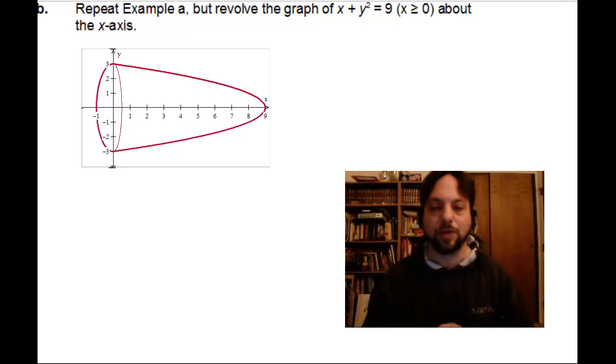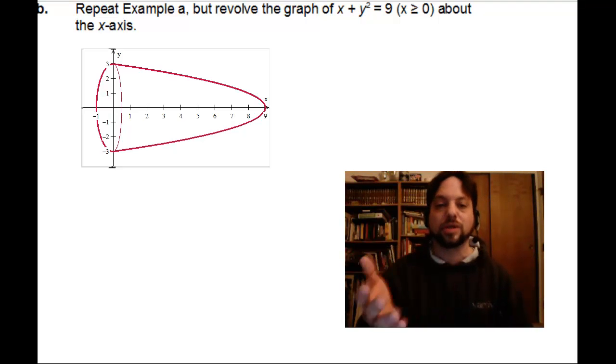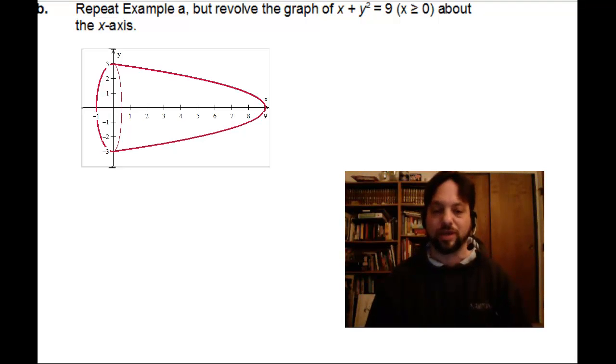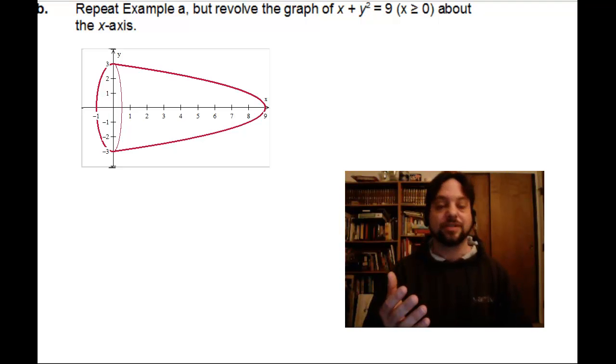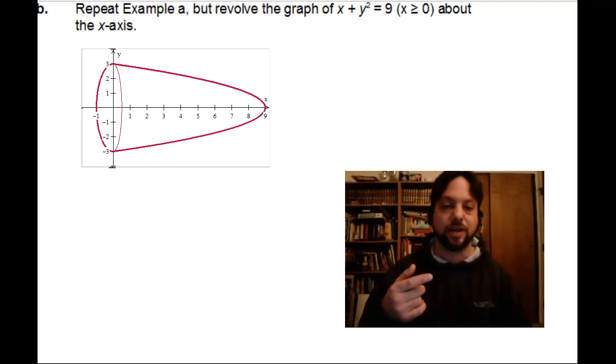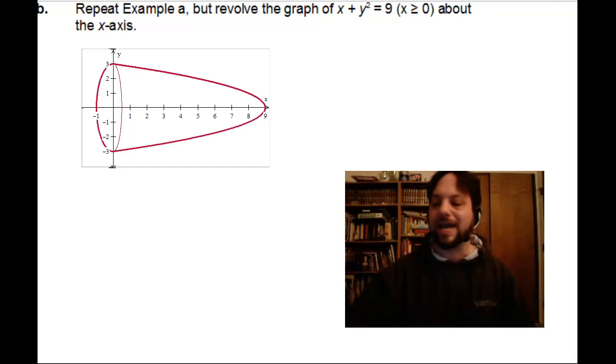So here in example B, we're going to repeat essentially the same thing we did back in example A with a couple differences. Of course, we have a different equation to work with here. In fact, if you look carefully, this equation is not even a function. But that shouldn't be too much of an issue because it still gives us a region and we're still revolving it. There's our second difference. This time we're revolving it around the x-axis rather than the y-axis.